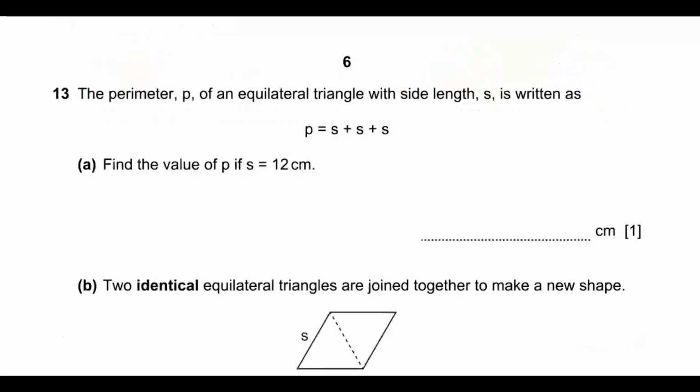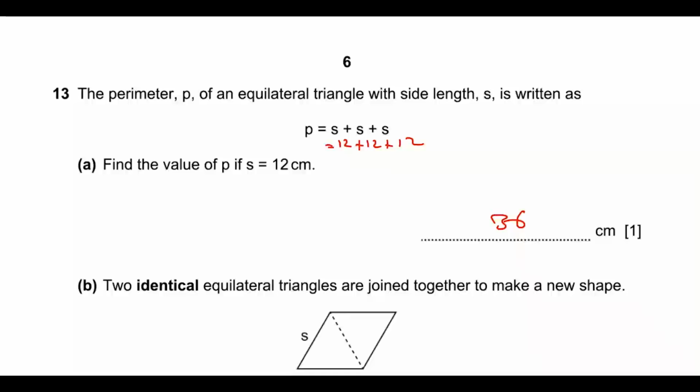So let's scroll down. Okay, the perimeter P of an equilateral triangle with side length S is written as this. Find the value of P if S equals 12. So that means we're going to have 12 add 12 add 12. So definitely that's going to be 36. That will be the perimeter.